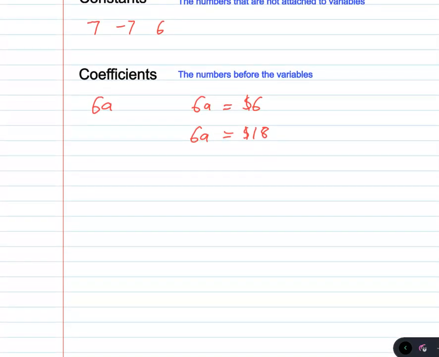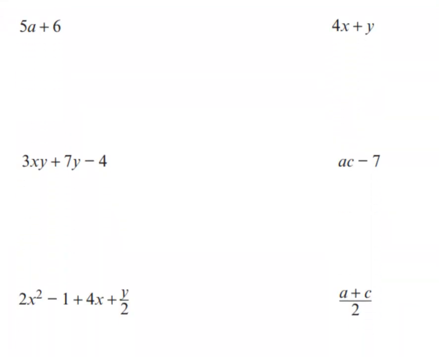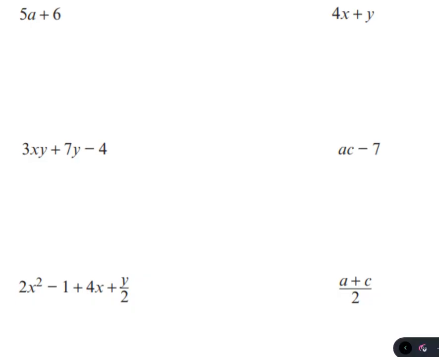Okay, let's have a look at some questions about which are the coefficients and which are the constants. So for this first question, I've got 5A plus 6. The constant is going to be 6. When it comes to the variable, it's going to be A, and the coefficient of A, I'm just going to write coef to make it a bit shorter, that is going to be 5. It's 5 lots of A, 5 times A.